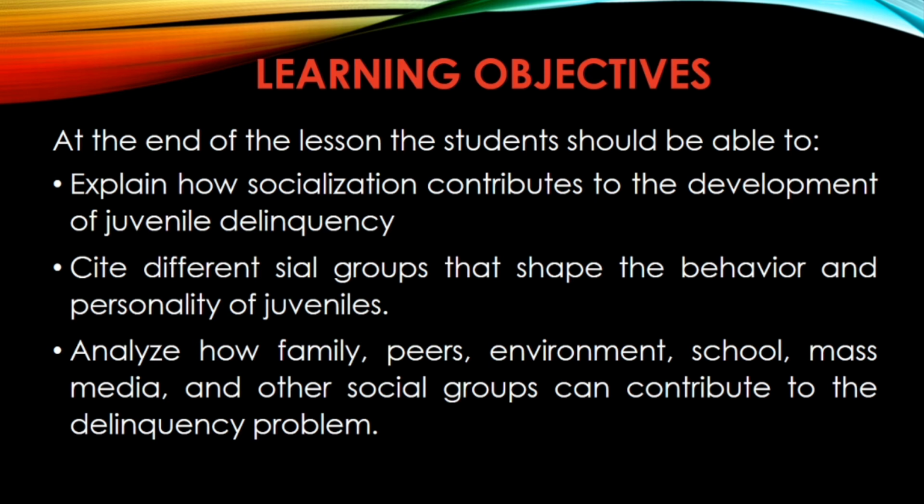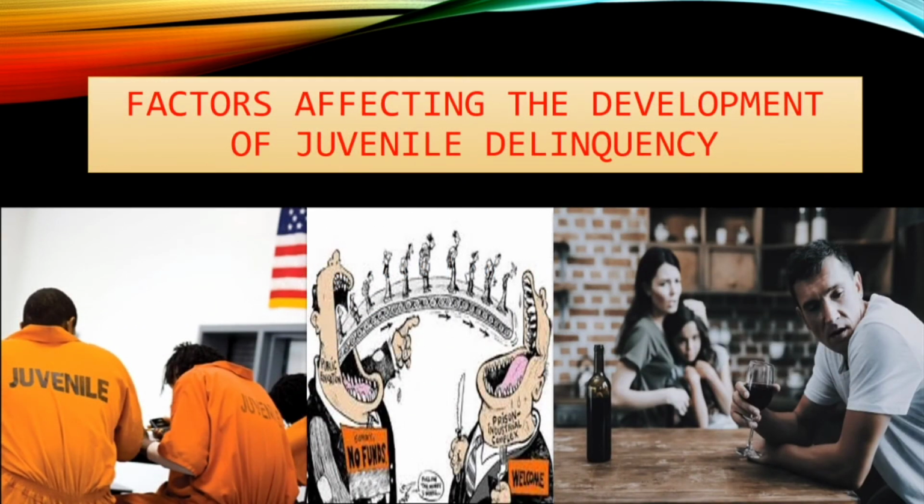Before we start, our topic for the midterm examination, especially for the first week and second week, covers the factors affecting juveniles. We have 5 factors: the family, peers, environment, school, and mass media. So, factors affecting the development of juvenile delinquency. Those factors na nabanggit ko kanina, ito yung mga dahilan kung bakit yung mga bata is nakaka-commit ng crime or prone in committing delinquent acts.